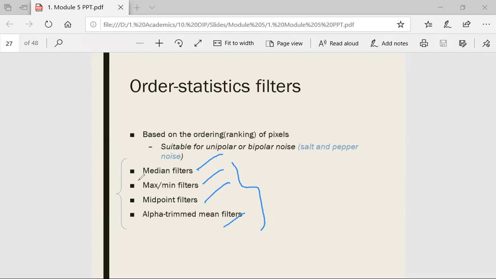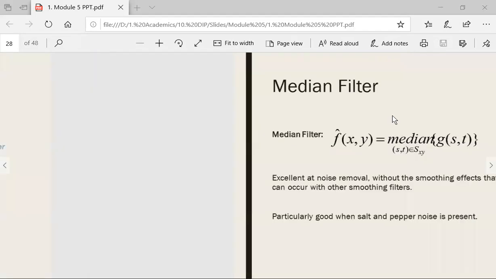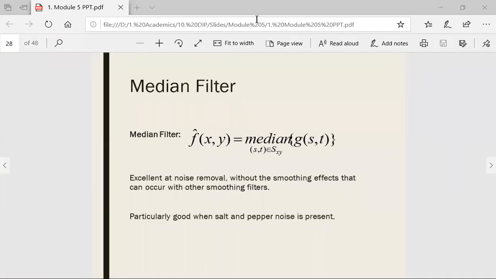Amongst all of these, the median filter stands out because it removes both salt and pepper noise very nicely. The max filter is used for pepper noise removal and the min filter for salt noise removal. Midpoint is a combination of max and min filters. The alpha trimmed mean filter reduces both salt and pepper noise. We will see how these filters are used. First is the median filter, f cap of x comma y equals median of g of st.